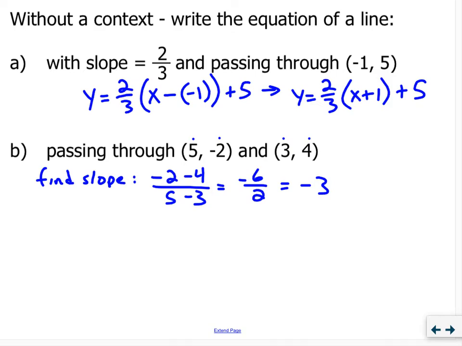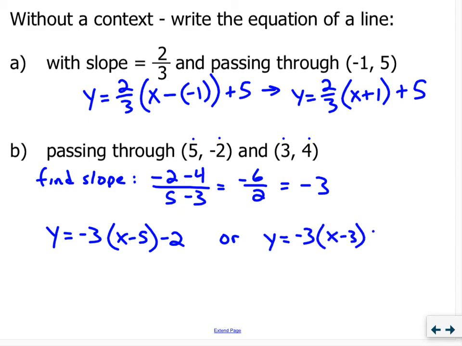Well, now I've got 2 points, and it doesn't matter which one we choose. So one equation could be Y equals the slope times X subtract 5. I'll use my first point. Notice now that the Y value of the point is negative, so I'll bring down a -2. Or if I use my other point, Y equals -3 times X minus 3 plus 4. Either equation is correct. Doesn't matter which one you use.